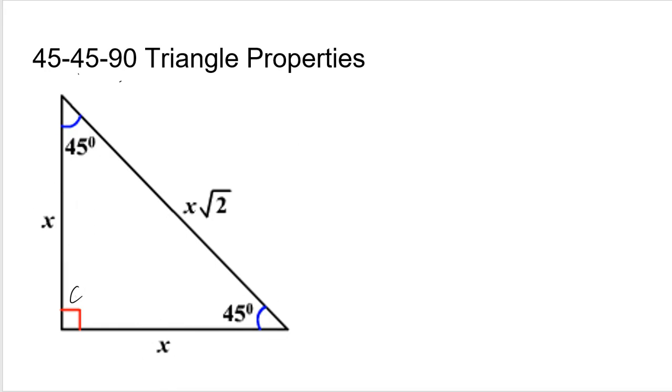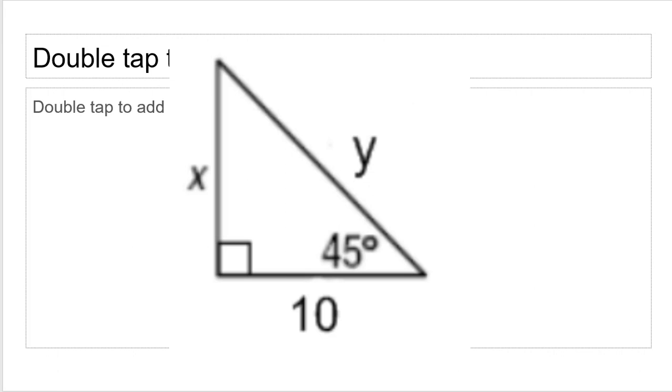So what happens here? And I'll give you a handout in class, but to go from the leg to the hypotenuse, you simply multiply by root 2, which means you literally just put it right next to it. So let's look at a problem. So here you go. So simple.